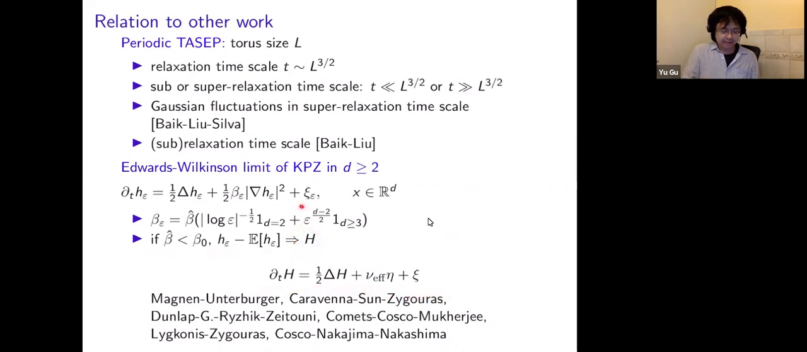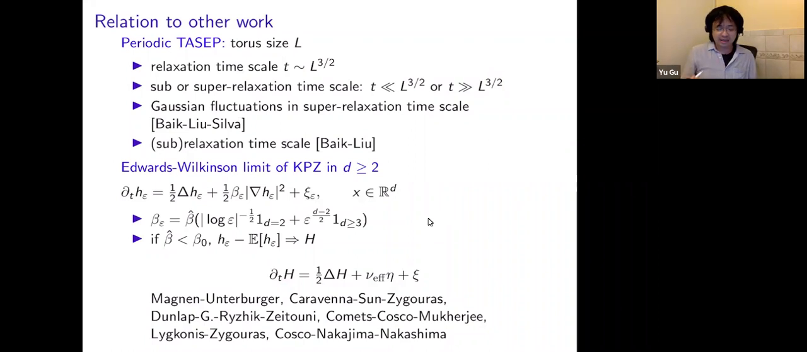So what happens is that this Ksi epsilon will of course converge to Ksi, but this nonlinear term after centering will converge to some independent noise. So the eta here will be a spacetime-white noise that is independent from Ksi. And this is an effective variance. So this equation is a so-called Edwards-Wilkinson equation, which is a stochastic equation with additive noise.